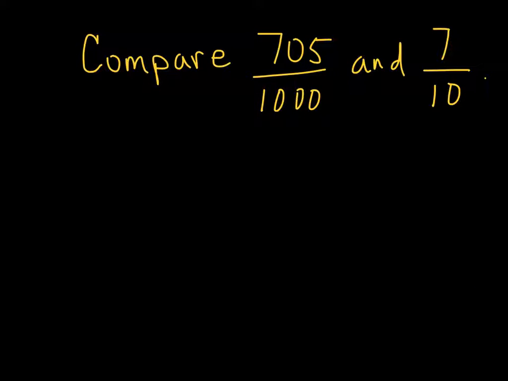Okay, now you get a chance to compare fractions, and you are going to turn them into decimal fractions and put them in a place value chart before deciding which is greater, 705 thousandths or 7 tenths. And then choose the correct answer on Edpuzzle.